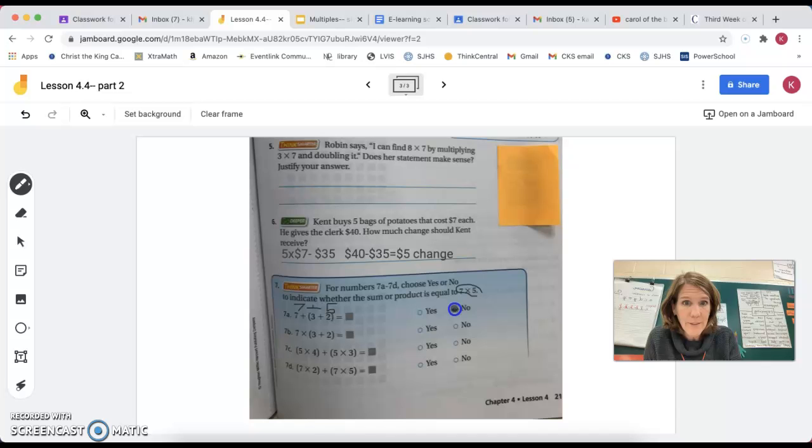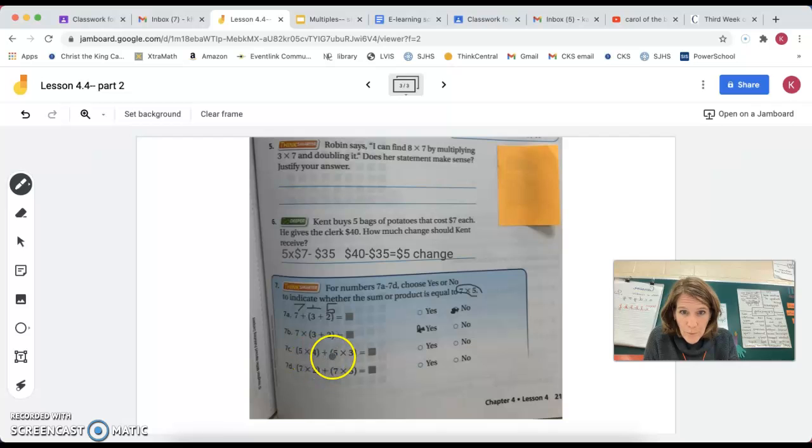7 times 5 is, we just did it up here, 5 times 7. We did the commutative, is 35. So that would be no. Now look at this one. 7 times 3 plus 2. Look, they distributed 5 into 3 and 2. So 7 times 3 plus 2 would be 5. So does 7 times 3 plus 2 equal 7 times 5? Yes. All they did was distribute that 5 into 3 plus 2.